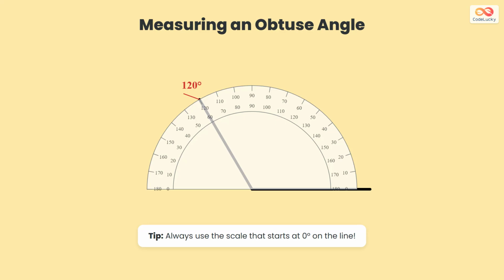When measuring with a protractor, be careful. Align the bottom line with 0. Because obtuse angles are big, make sure you read the number greater than 90. If you read 60 degrees for a wide angle, you are looking at the wrong scale.